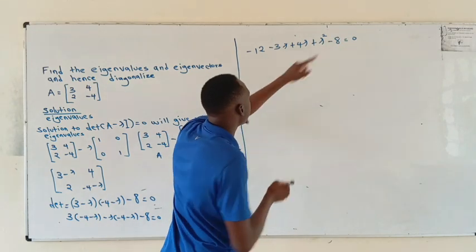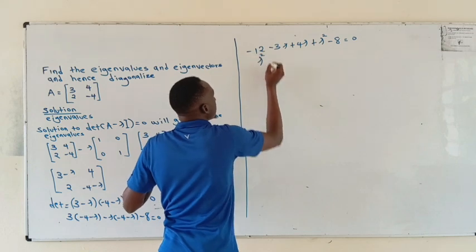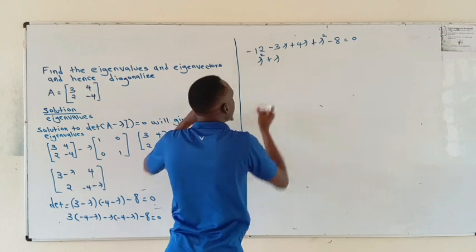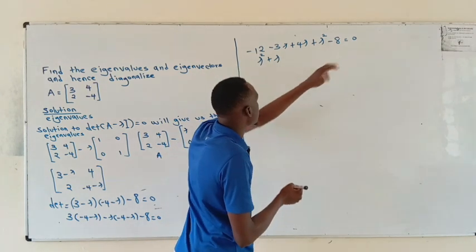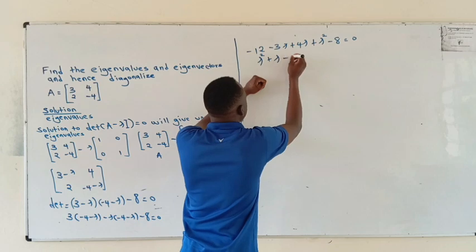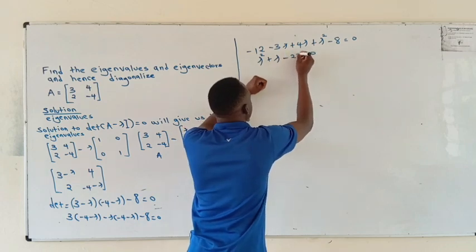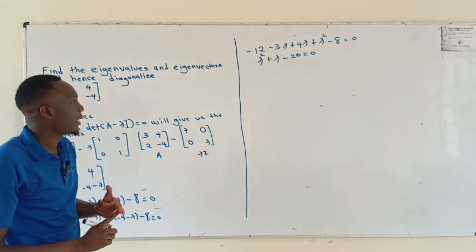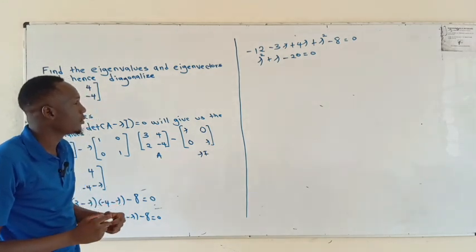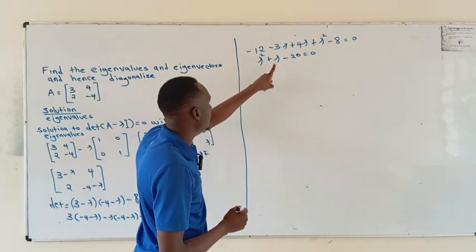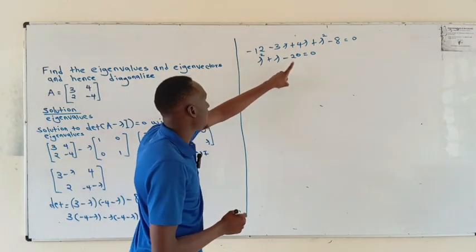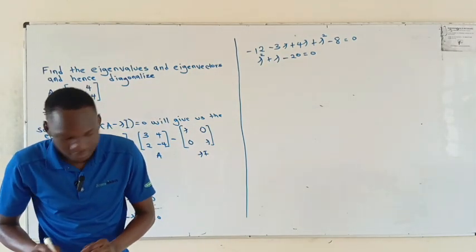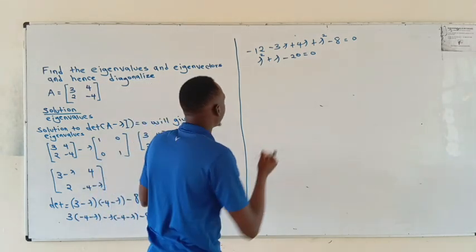Collecting like terms, let's start with the lambda squared. We have lambda squared minus 3 lambda plus 4 lambda, which is plus lambda. Then we have minus 12 minus 8, which is minus 20, equal to 0. Now we have got a quadratic equation which will give us lambda 1 and lambda 2. To solve this, we look for two numbers that when we add, we find 1, and when we multiply, we find negative 20. We find that the two numbers are negative 4 and 5.